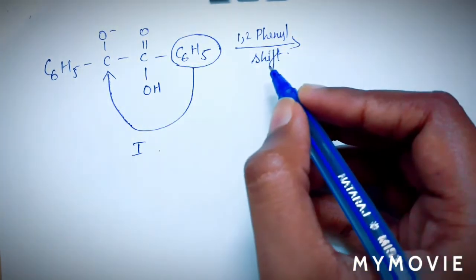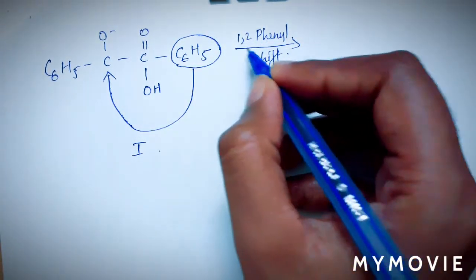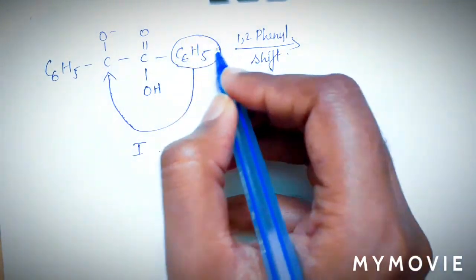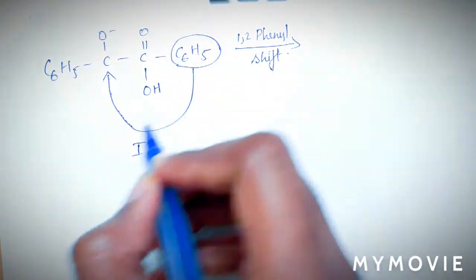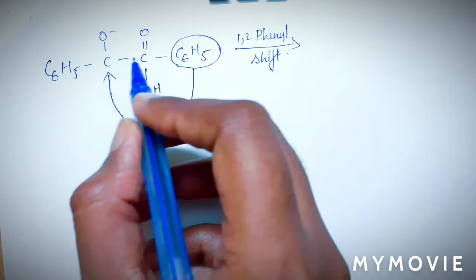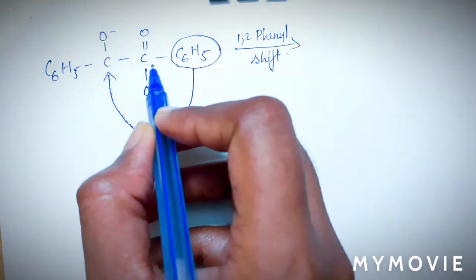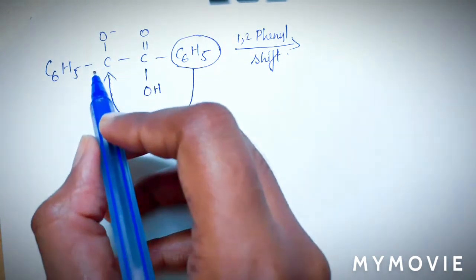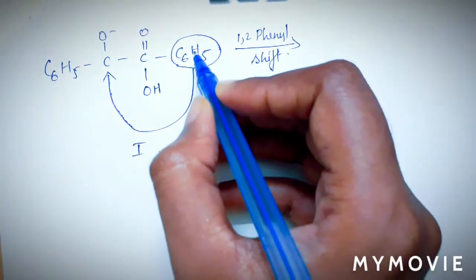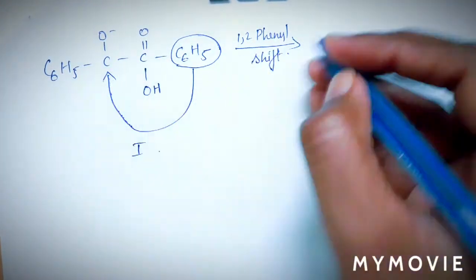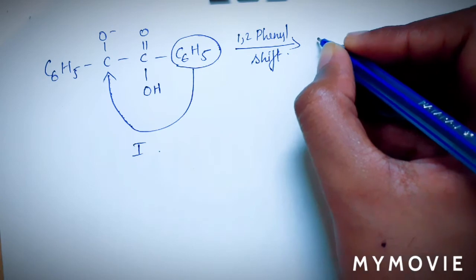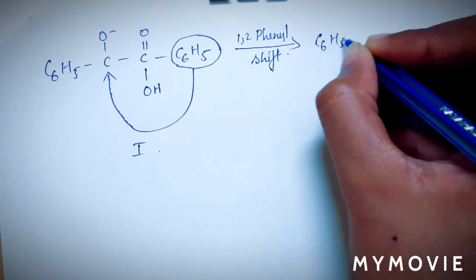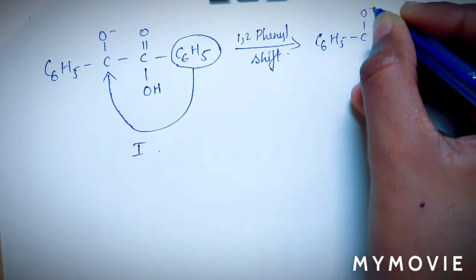So now we'll look at the 1,2 phenyl shift. In a 1,2 phenyl shift, this phenyl is moving from the second carbon atom to the first carbon atom. It can be either way. This can be second and this can be first, or this can be first and this can be second carbon atom. Now this phenyl group is shifting to nullify the charge, and what you get is C6H5, CO minus.